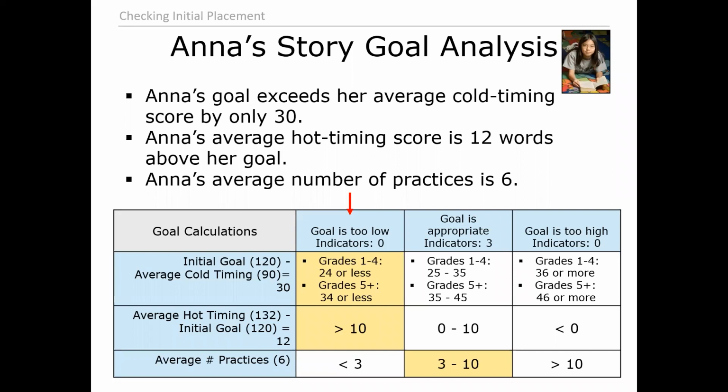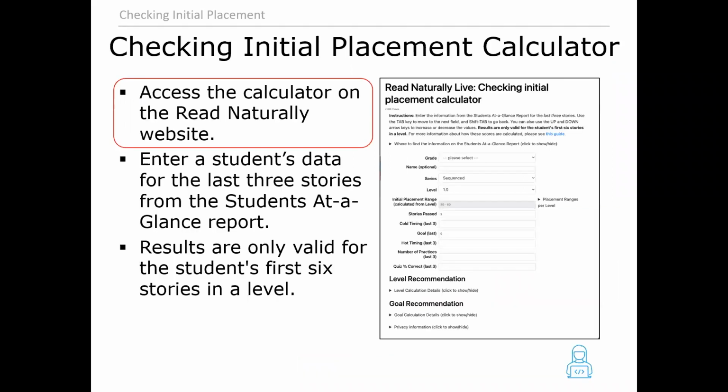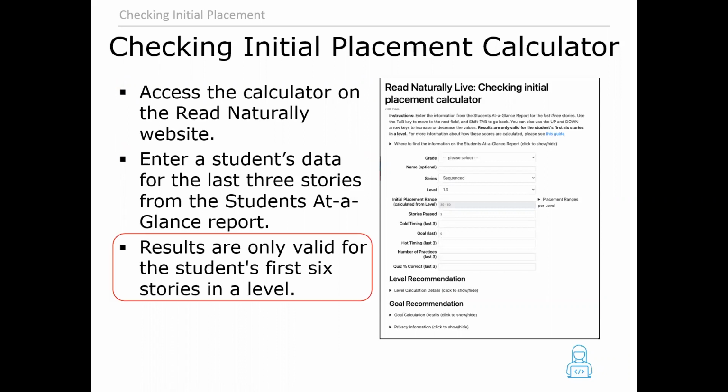Now, we have what we call a checking initial placement calculator on our website. I'm going to send you the link to that, and you can utilize it with your students' data. All you have to do is enter your students' data from their Students at a Glance report into this calculator, and it will tell you what you should do. So you take the first 3 to 6 stories. Once they get to 7 or more, then we don't want to use this calculator. But if you're using it for the 3, 4, 5, 6 stories, that's the right information.